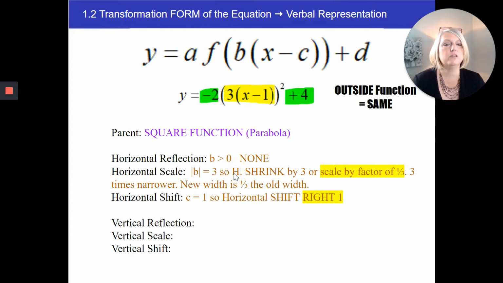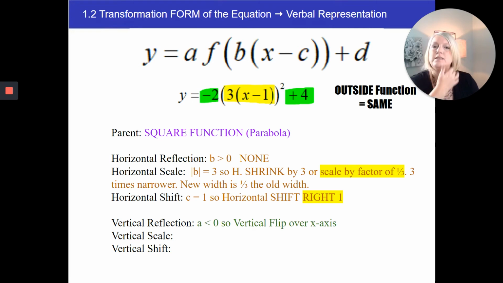Then we identify what's on the outside of the function. The stuff that's on the outside, the -2 and the +4, those are the output transformations. And those are the same as written. They're usually the easiest ones because you don't have to remember to do the opposite. So I have the -2 as my A value. This A is negative, so I know that there's a vertical flip, an up to down flip over the x-axis.